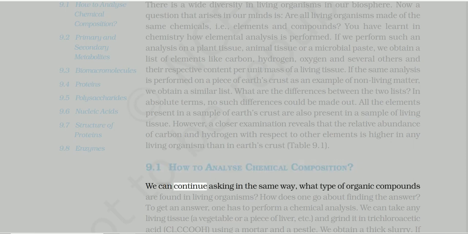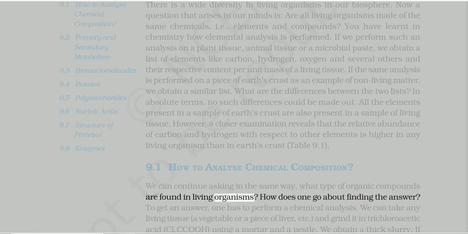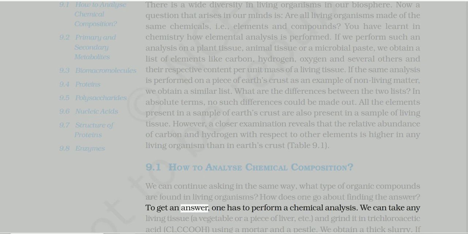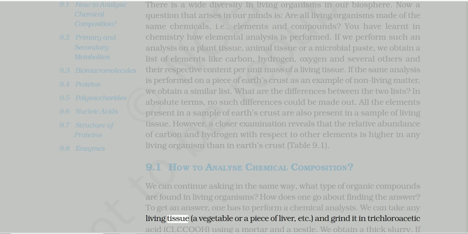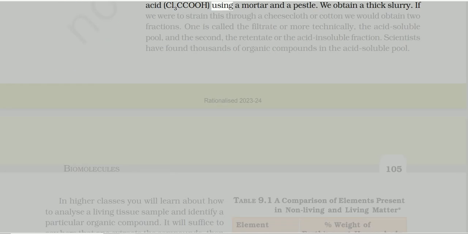We can continue asking in the same way, what type of organic compounds are found in living organisms? How does one go about finding the answer? To get an answer, one has to perform a chemical analysis. We can take any living tissue, a vegetable or a piece of liver, etc., and grind it in trichloroacetic acid, Cl3CCOOH, using a mortar and a pestle. We obtain a thick slurry.